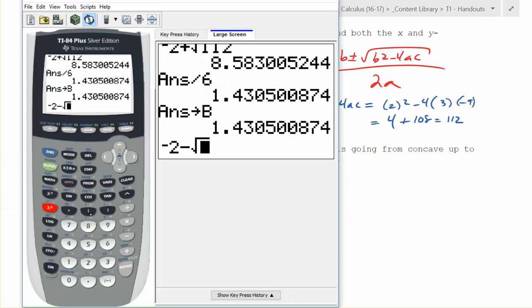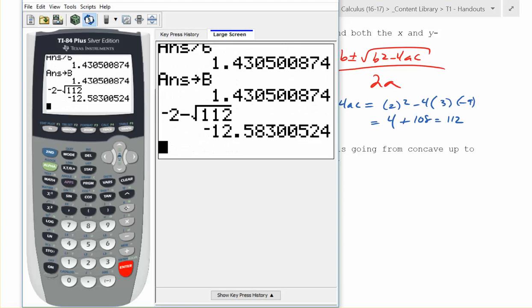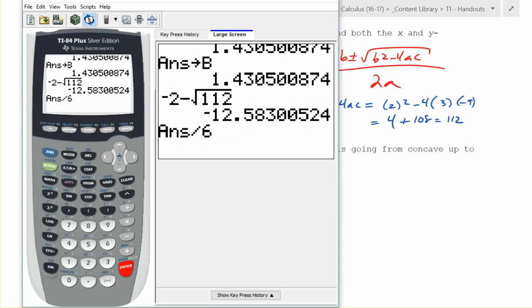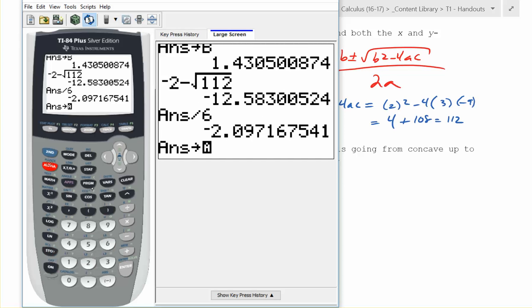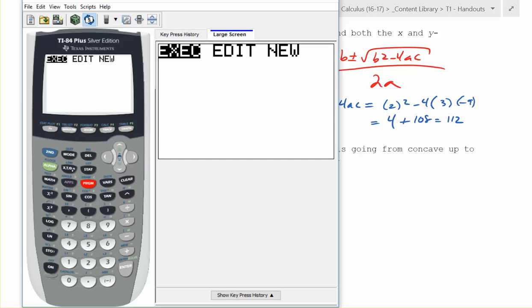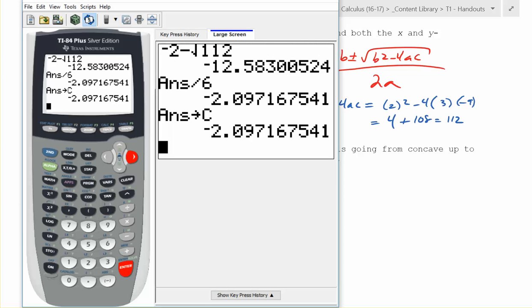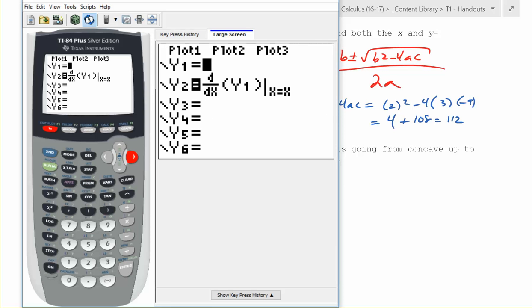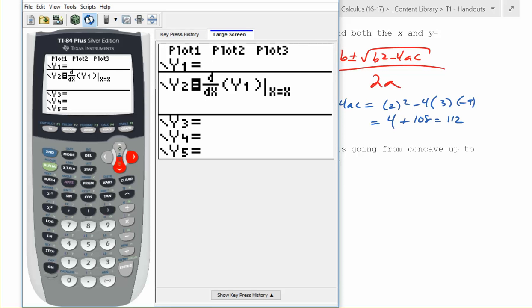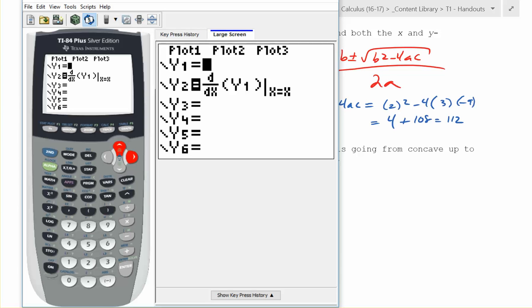Yeah. The square root of 112 divided by 6, and store it as, I don't know, C. There's STO in the bottom left. So I'm storing it as alpha C. Enter. So those two numbers are saved. Now what was the original function? Can you tell it to me? Someone read it to me.